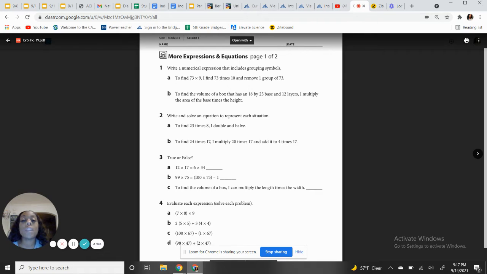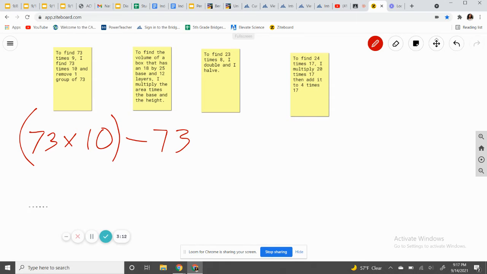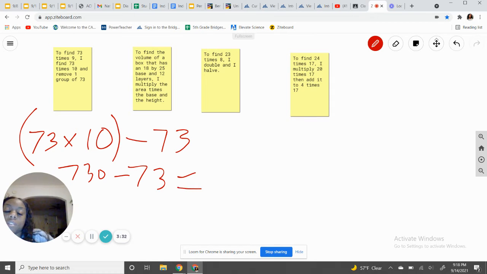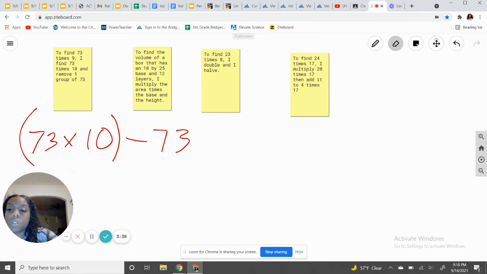The directive says write a numerical expression that includes grouping symbols. It is not telling us to solve this. When we have the test, if it says write a numerical expression, that's all they want you to do. So we should not see 73 times 9, gotta be 730. We shouldn't see any of this. When it says write a numerical expression, that would be your answer. And the grouping symbols that we are using are parentheses.